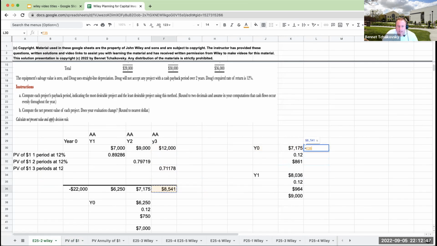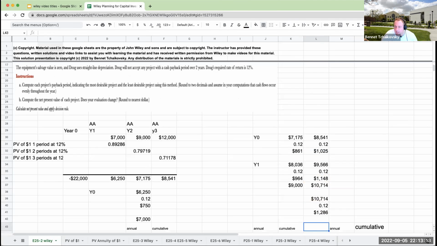And if I do the same thing right over here, this is going to give me 1,025. So at the end of year one, it's 9,566. Or 8,541 plus 1,025 is 9,566. Over here, multiply this again by 12%. This gives me 1,148. So at the end of 2 years, this is now worth 10,714. If I do this again, it's now going to be worth 1,286 or 12,000.